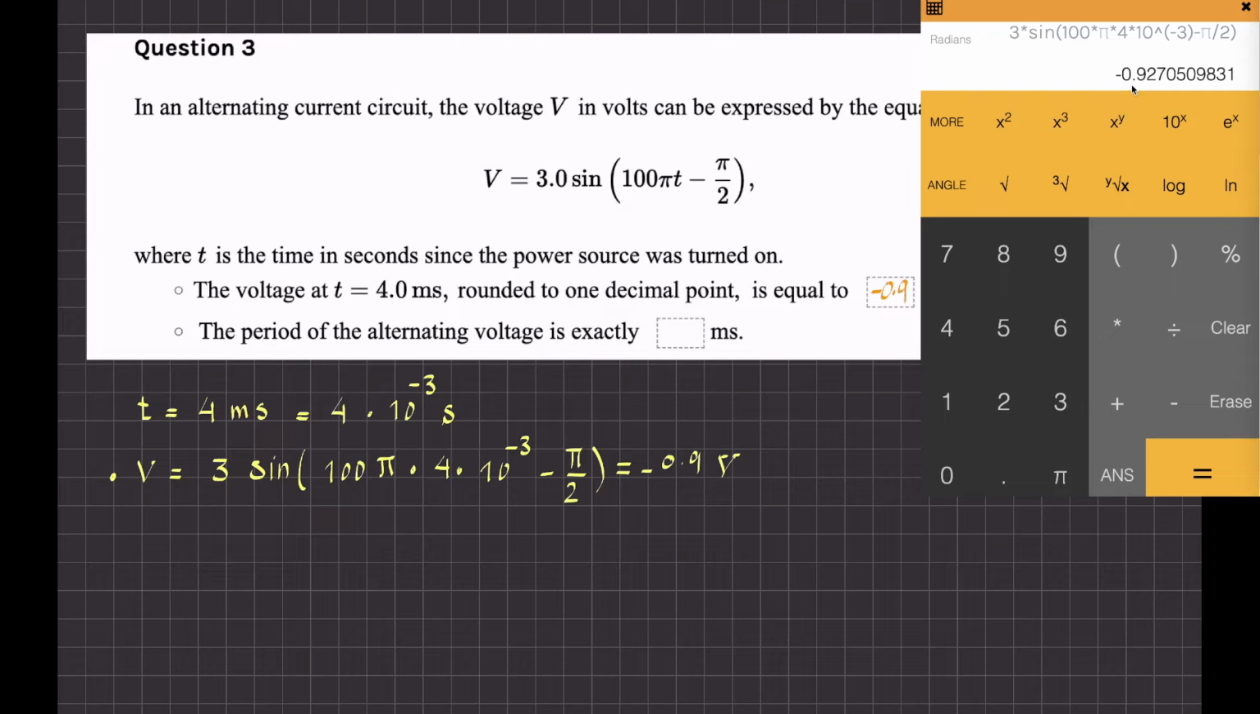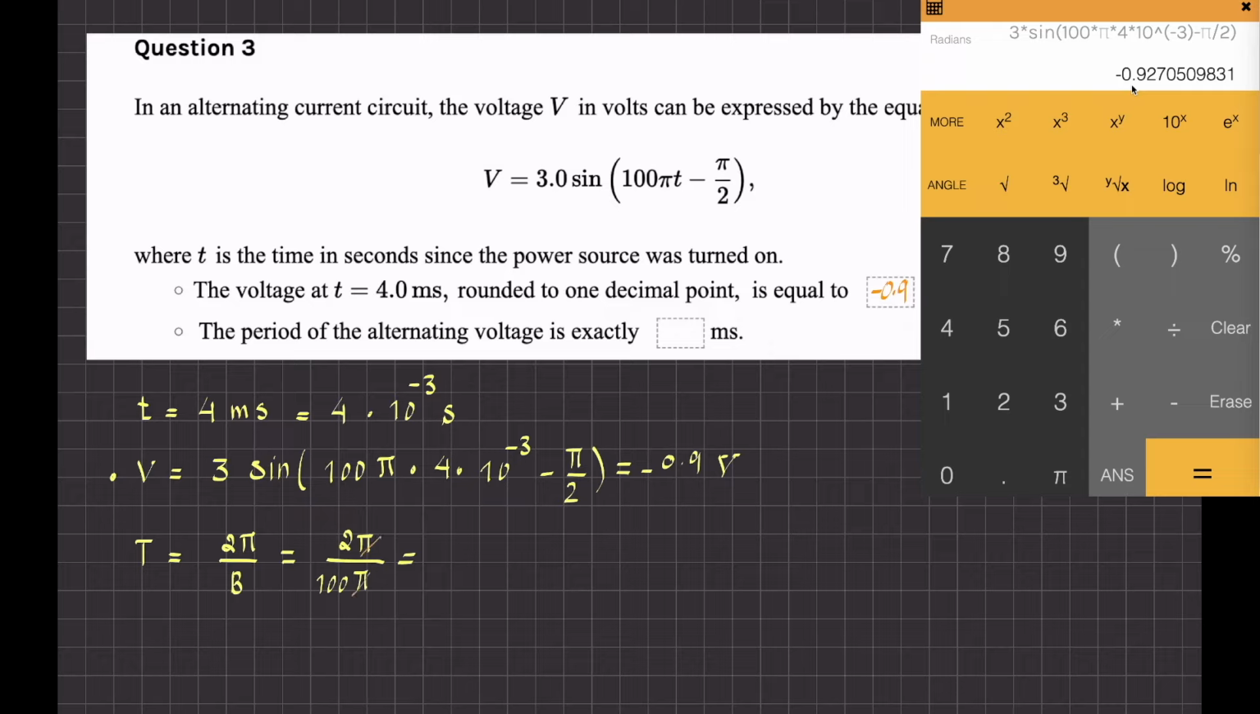But of course, for the second part of the problem, I need to find the period of the alternating voltage and express it in milliseconds. So you know that this is the B coefficient, and this has something to do with the period. So the period in radian mode is 2 pi divided by that B. So it becomes 2 pi, but the B in this problem is 100 pi, and it doesn't need a calculator. Okay, so this pi and that pi are gone.